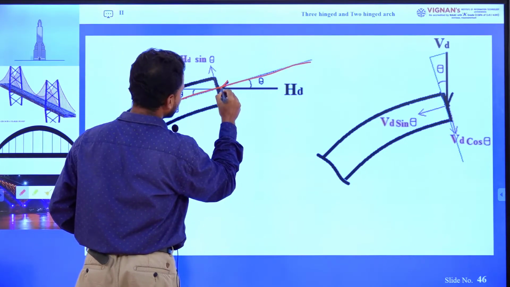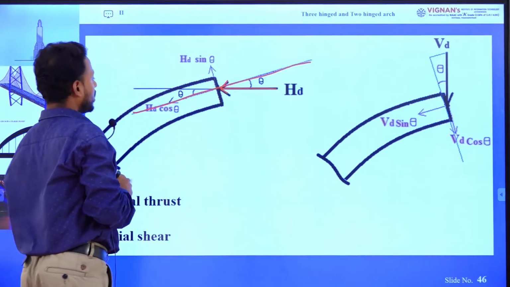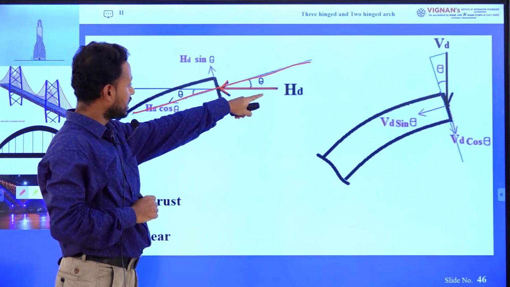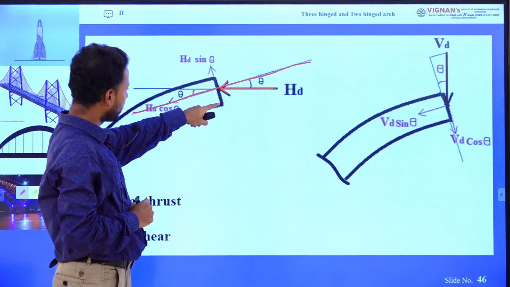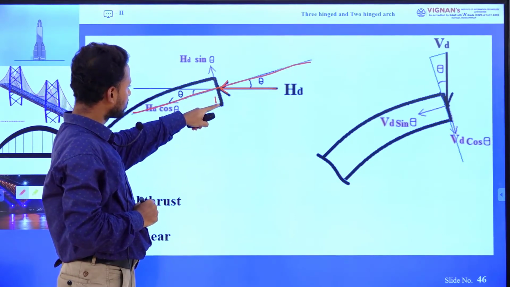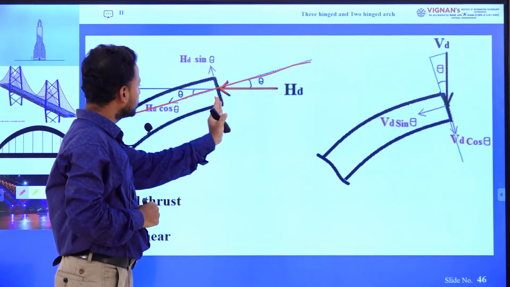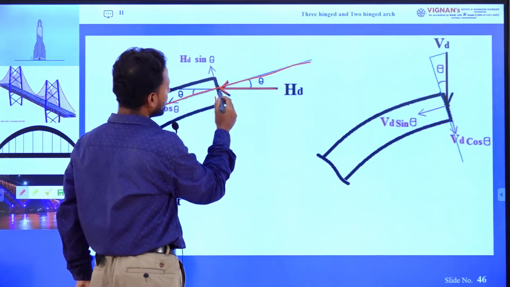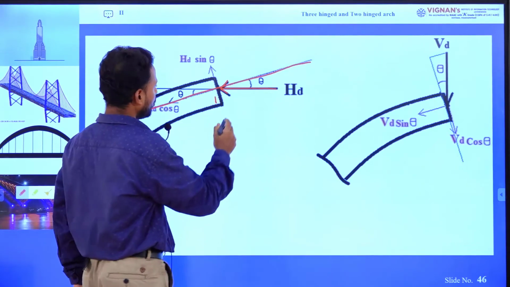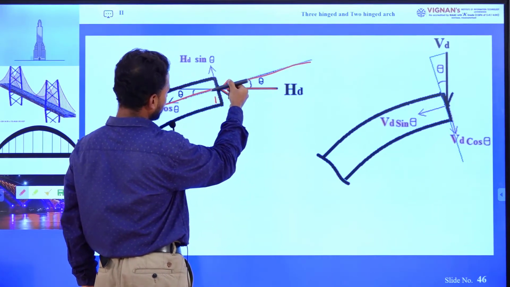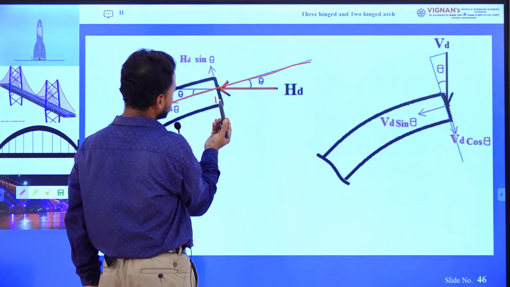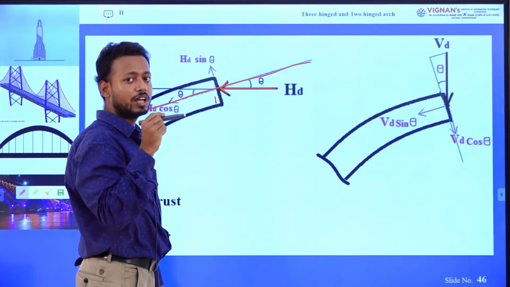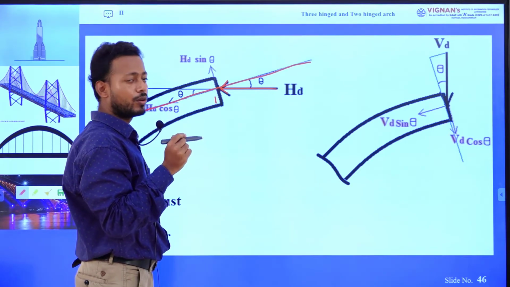So I have drawn this force horizontally. Okay. So horizontally this HD is working. So if this HD is working horizontally on this plane, so this plane will be subjected to a shear force and normal force. So this force will have two components. One is perpendicular to the plane and another is parallel to the plane. So what will be the perpendicular component, what will be the parallel component, we will find out.